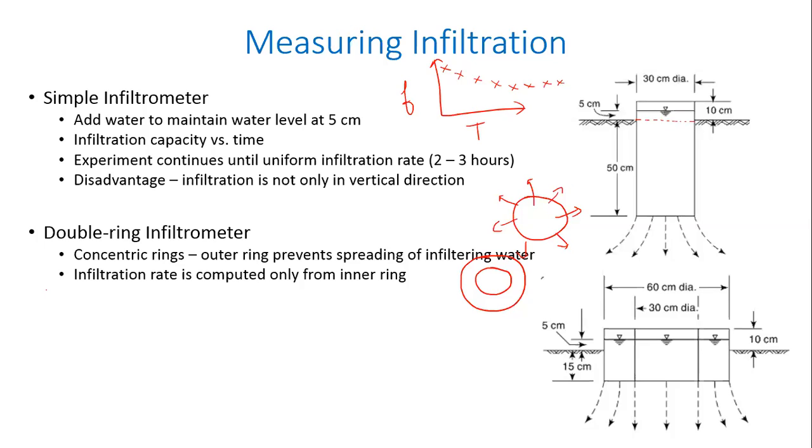I don't want to spend more time talking about this. I guess you can all imagine how this kind of a system will work. Okay, now overall, in general, with this kind of an infiltrometer, whether it is the simple ring or the double ring, can you think of any other disadvantages?